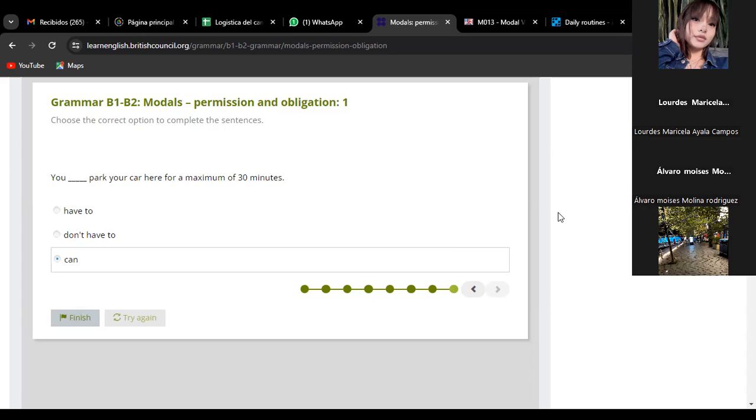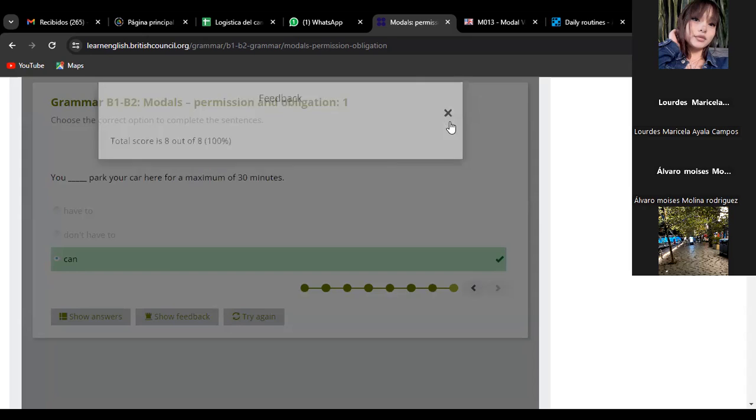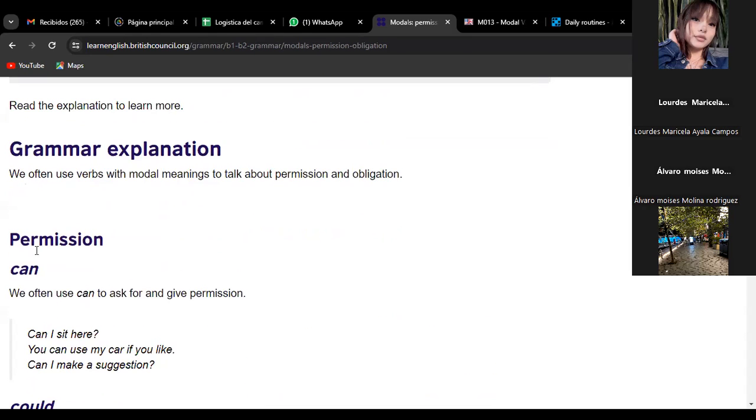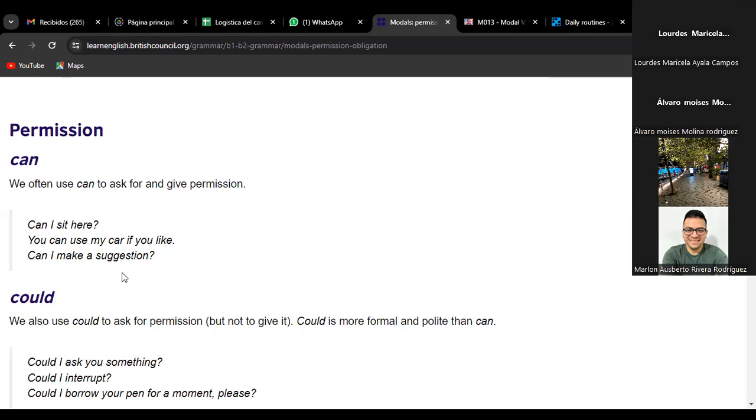And Margarita. Ya vi el mensaje. Okay. Let's see. Okay, they are good. Okay, now. We have the permissions, okay, modal verbs, can, que ya lo habíamos visto, to ask and to give permission. O sea, cuando, sí, puedes ir con tus amigos, yes, you can go with your friends, okay, to give permission, and also for ask, para pedir, okay, can I sit here? Can I be here for a moment? Okay, can I make a suggestion?